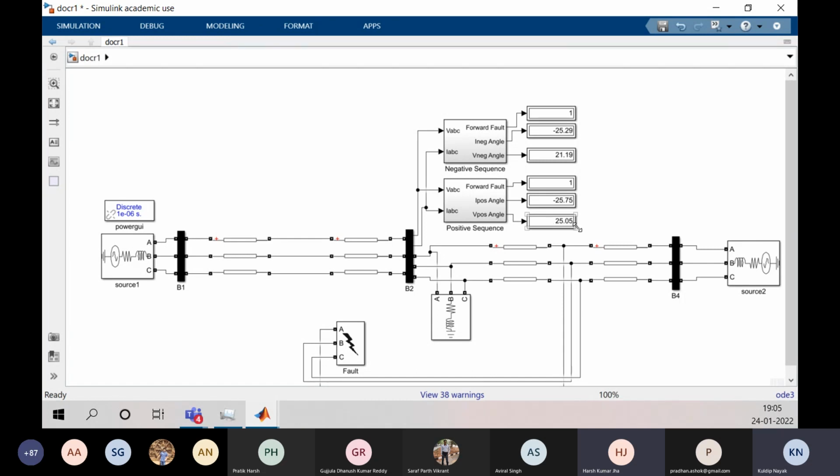So there is a table in the report submission guideline. From these two displays, you can get the angle of voltage and current, and you have to note down whether it is a case of forward fault or reverse fault, and accordingly write your remarks. So you are supposed to create a fault here and here, in the reverse direction and in the forward direction, with different resistances, and you have to note down your observations. So this is all about the Simulink model.